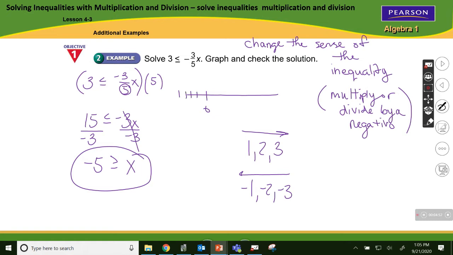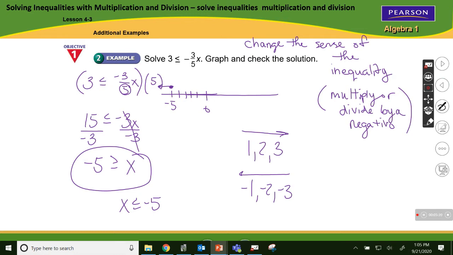1, 2, 3, 4, -5 right there. And we have -5 is greater than or equal to x. I'm going to flip the whole thing around. X is less than or equal to -5, so we're going to put a solid dot on -5 and point it to the left. So that graph kind of ran out of room a little bit, but that's the idea.